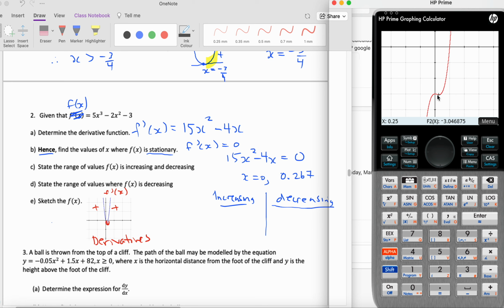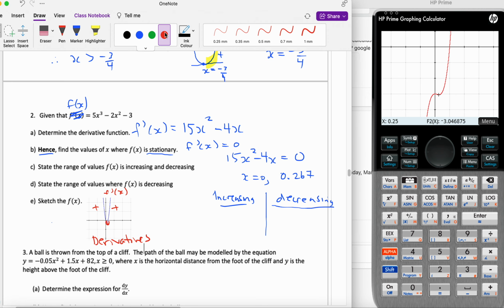This was our first 0. And you can see there's a little dip in there. So what we're having here is a decrease between 0 and 0.267, whereas here all the slopes are positive. So then here, when x is less than 0, we're increasing, and when x is greater than 0.267, we're also increasing. Okay.